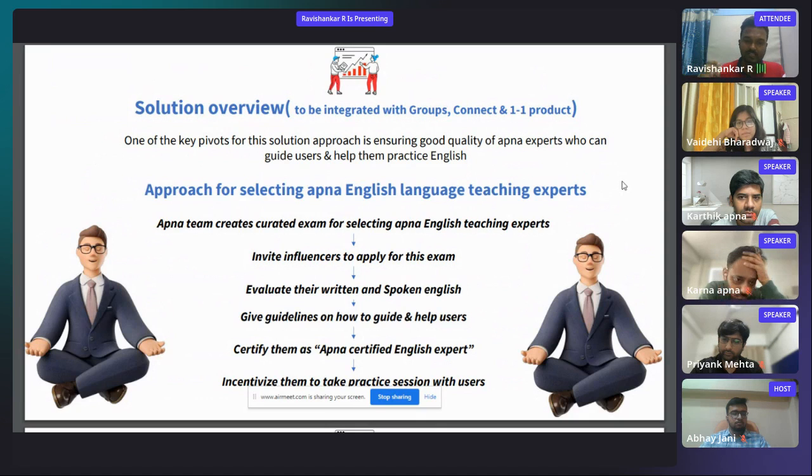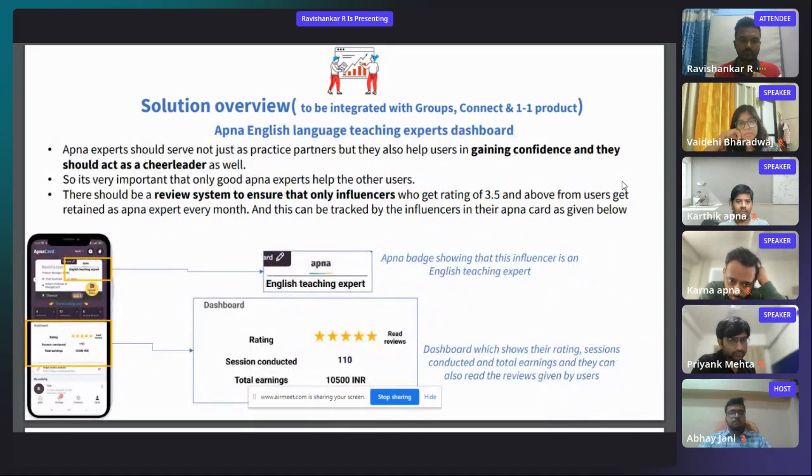We'll evaluate their written and spoken English, and we'll give them guidelines on how to guide and help users. And we'll certify them as Apna certified experts, and we'll incentivize them to take practice sessions with users. The main key point here is they are not just a practice partner. They should help users gain confidence, and they should act as a cheerleader, because a lot of people mentioned that they were not confident.